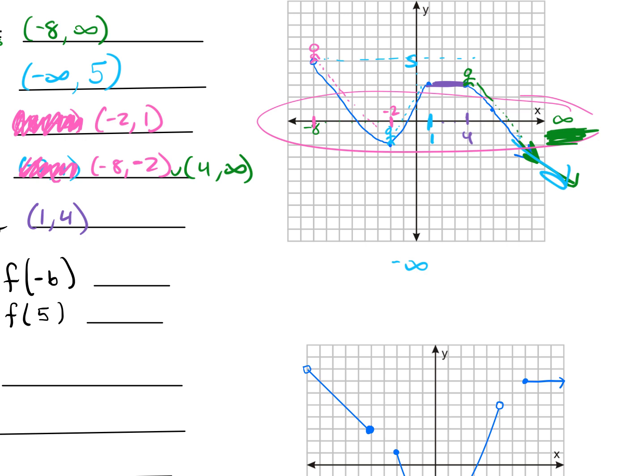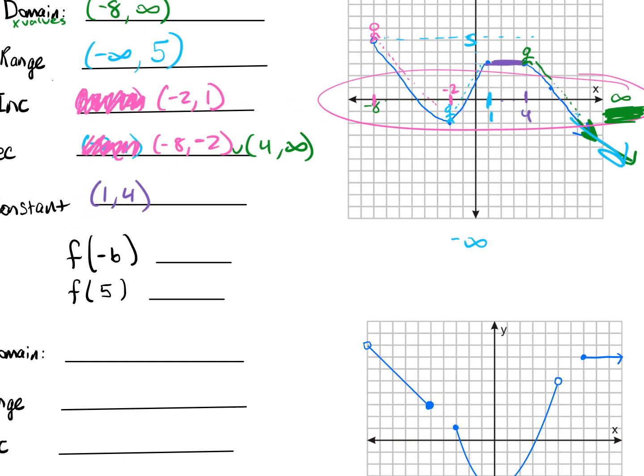Any questions? All right, last part, it asks us to find f of -6 and f of 5. So I want to see where my x value is -6. What is my y value there? So I'm going to go to my graph. Go to -6. What is the y value at that point? 2. Let's do the same thing with 5. We go to our graph, go to 5. What is our y value when x is 5?